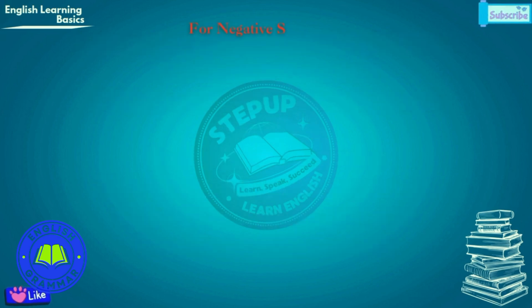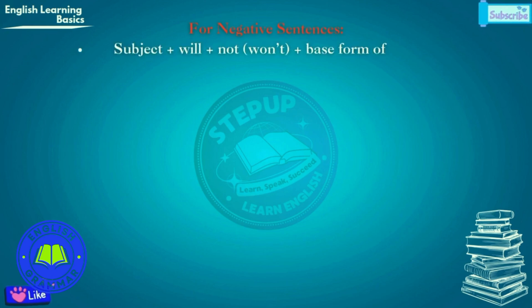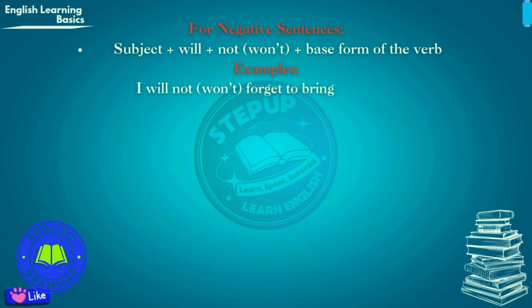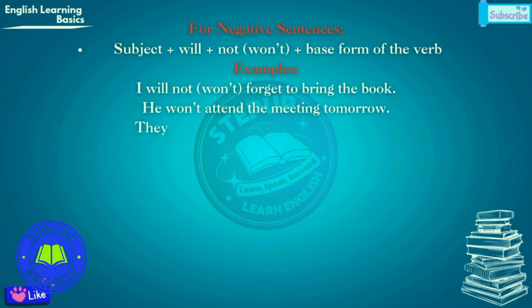For negative sentences: subject plus will plus not, won't, plus base form of the verb. Examples. I will not, won't, forget to bring the book. He won't attend the meeting tomorrow. They won't participate in the competition. She won't go to the concert.